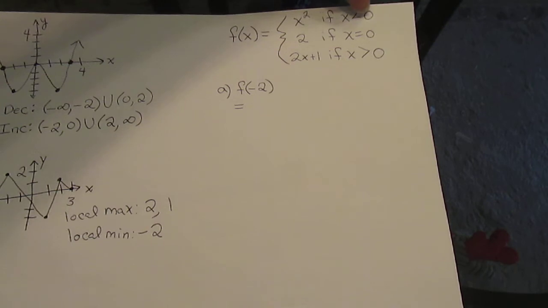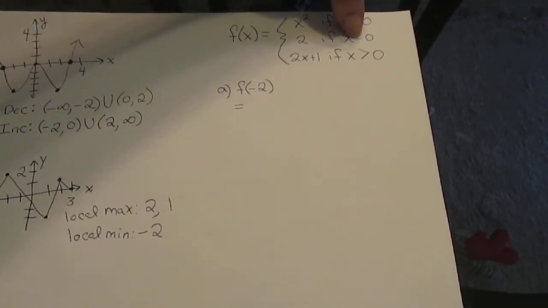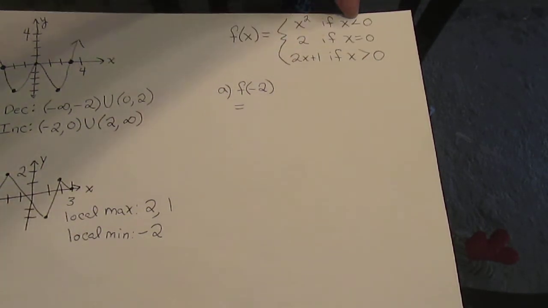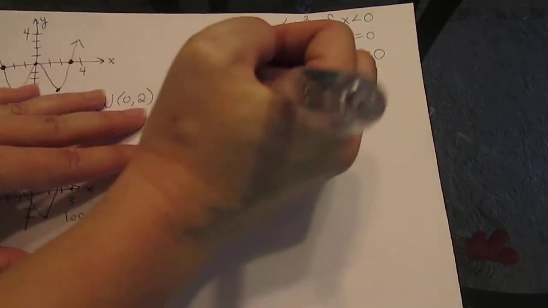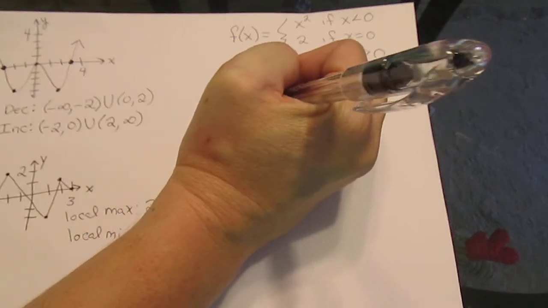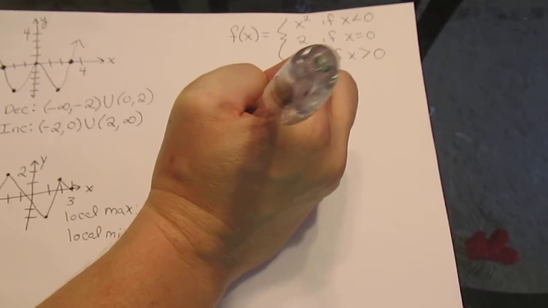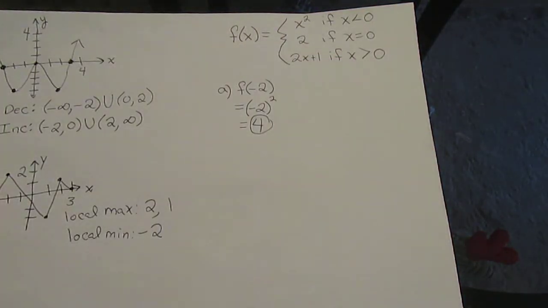So is -2 less than 0? Is -2 equal to 0? Is -2 greater than 0? Well, of course it's less than 0. So we're going to use the top one for this first one. So we'll plug -2 in for x. And we get 4. Okay, and we'll just try a couple more.